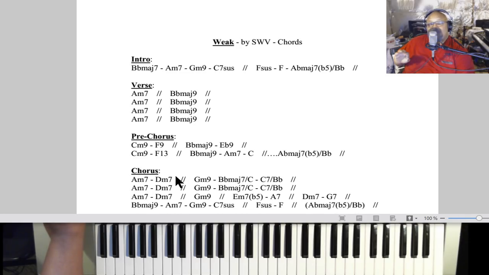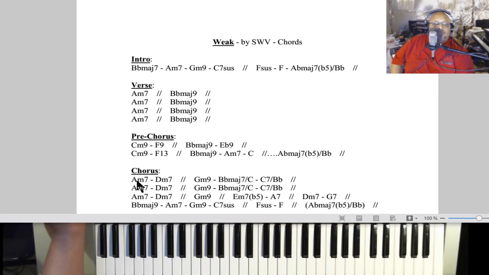I think you're getting the idea of how to, because like I said, this video is not meant to teach you how to play Weak by SWV. I have the video. I show you how to play it in both keys. I do the key change. I do the bridge and everything. This is just how to read the sheet music. Sorry, the chord sheet. All right, I don't sell sheet music, okay? Only a chord sheet.